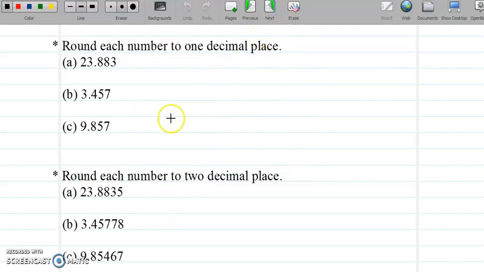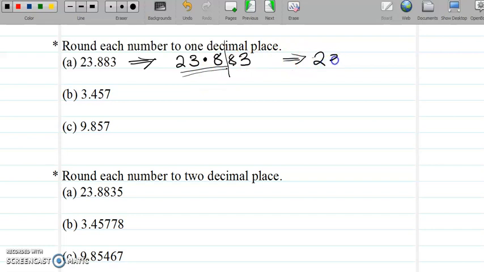Okay, now let's look at this. In this case, we are asked to round each number to 1 decimal place. For us to round 23.883 to 1 decimal place, after the decimal point, I only need 1 number. See that? So this is the 1 decimal place. Now look at the number that ended it. It is greater than 5, as we did in our previous lesson. Since it is greater than 5, I will round this up. So take 1 here, 8 plus 1 is 9. Therefore, the round of this is 23.9. 23.9 is the rounding of this number to 1 decimal place.